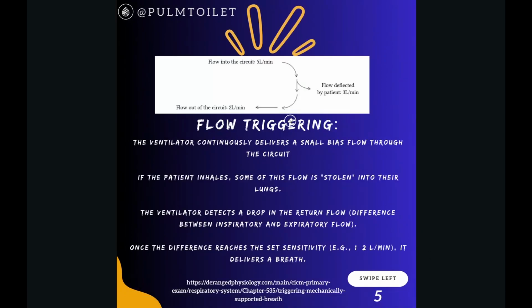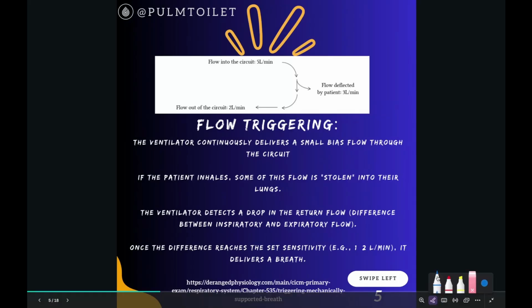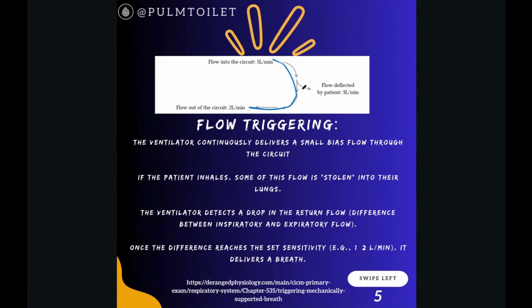The second way is a flow trigger. The flow trigger is, I think, generally what is set. It's thought to be the easier of the two triggers. There's always bias flow, so flow in the circuit that's going around. So if you have this bias flow and it should be doing this circular motion, but some of it gets diverted to the patient, then depending on what you set the flow trigger, 1, 2, 3, maybe 4, each ventilator is a little bit different.